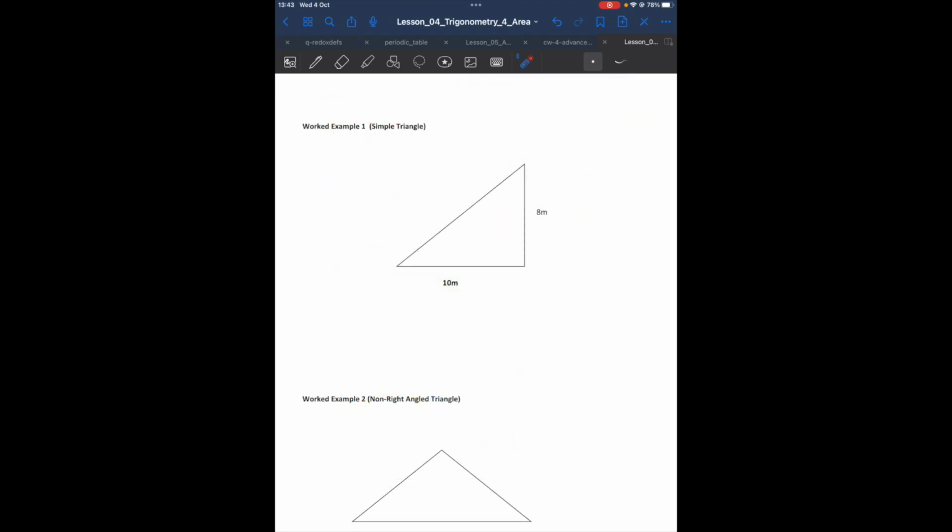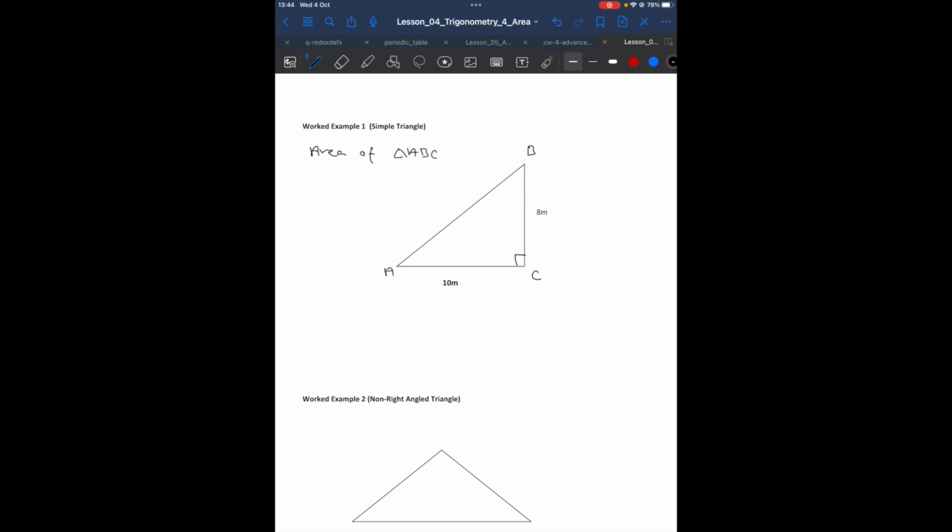The following two examples will give you a good idea of how to calculate the area of a triangle. The first example is a very, very straightforward case. We have the triangle ABC, and we're told that this angle here is 90 degrees. And the question will read like this. It'll tell you calculate the area of triangle ABC.